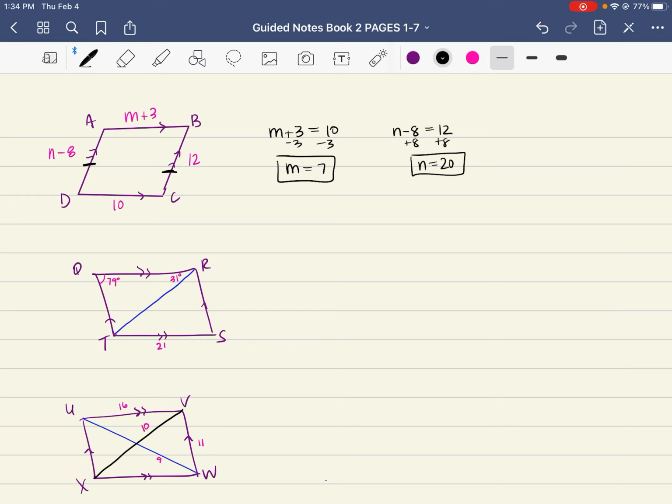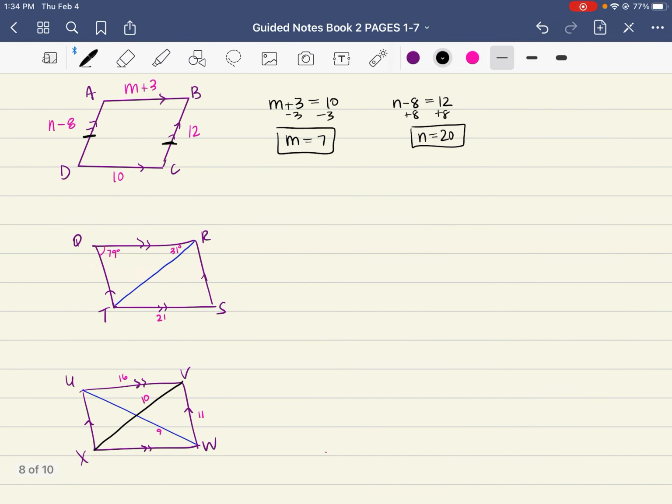If we look at this next one, Q, R, T, and S, I just want to talk about how I would fill in as much as I could on this one. Notice that from T to S, down here, that's equal to 21. If that's 21, I also know Q to R is 21. So again, I'm just going to fill in some pieces that I can. I know that's 21.